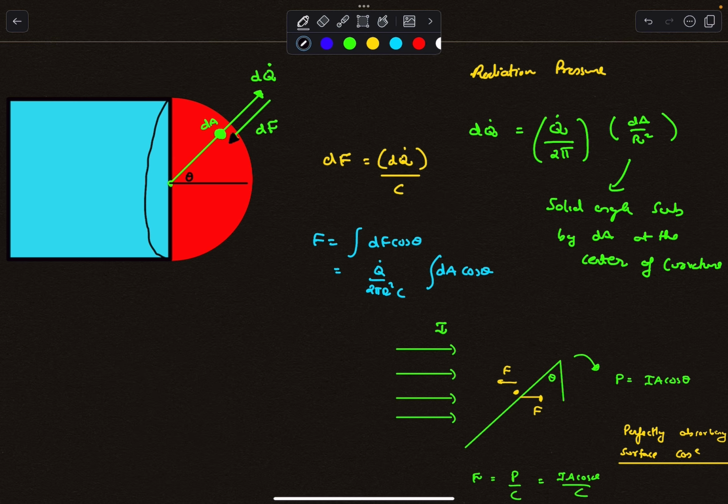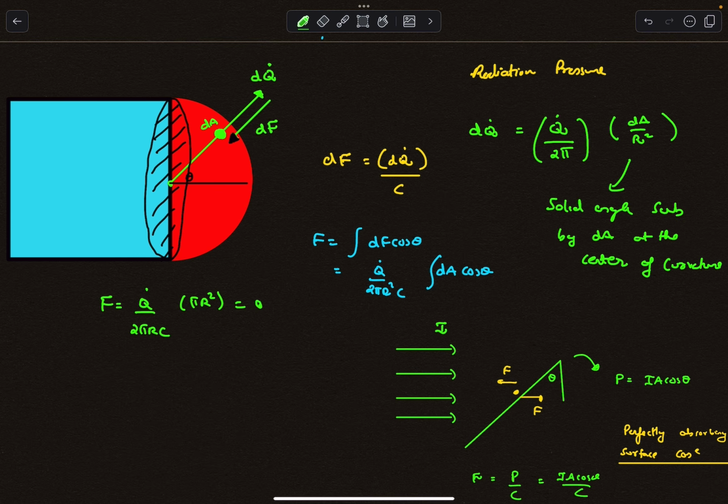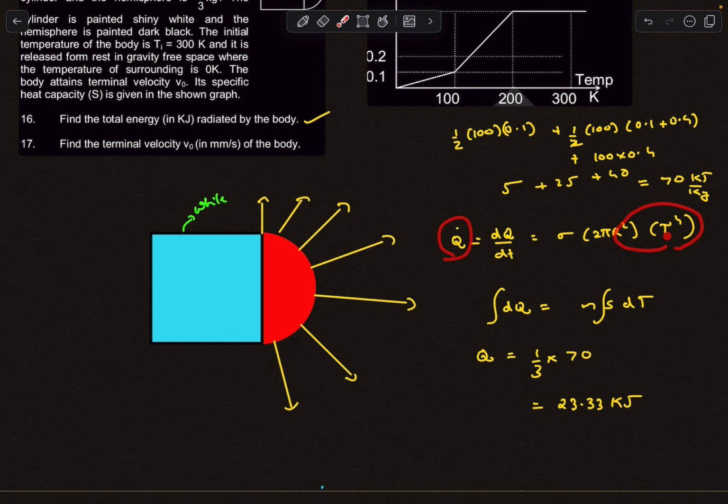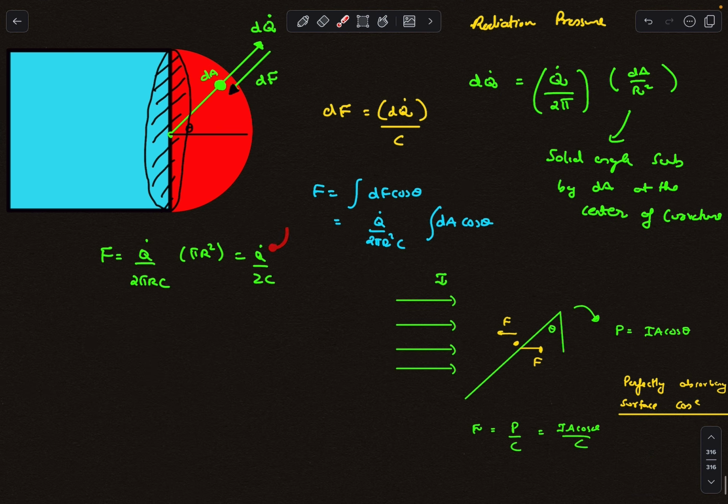Now the integral of dA cos theta is nothing but the projection area of this hemisphere in the vertical plane, and that is nothing but pi r squared. So the final expression for the force is q dot divided by 2 pi r squared c multiplied by pi r squared, and this comes out to be q dot divided by 2c. As you can see, it's going to be a time dependent force, because q dot, as we discussed earlier, is going to change with time. As the temperature of the body goes down, q dot becomes lesser and lesser in magnitude. So q dot clearly depends on time, right?